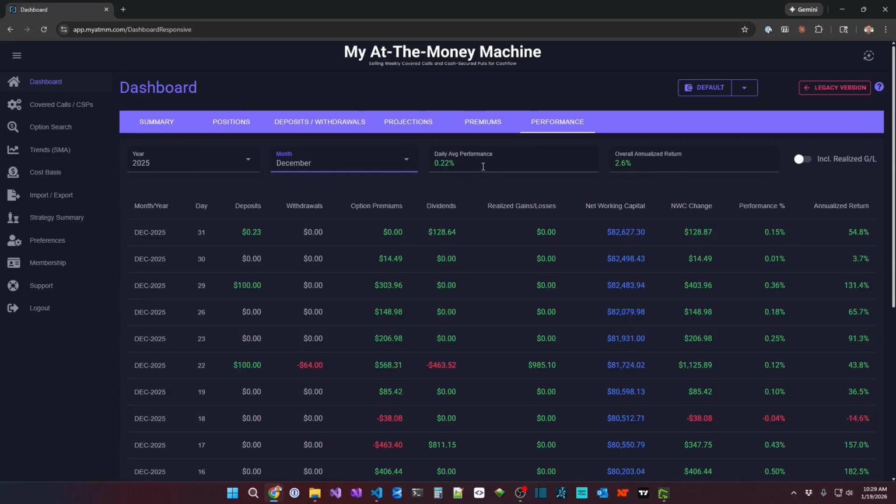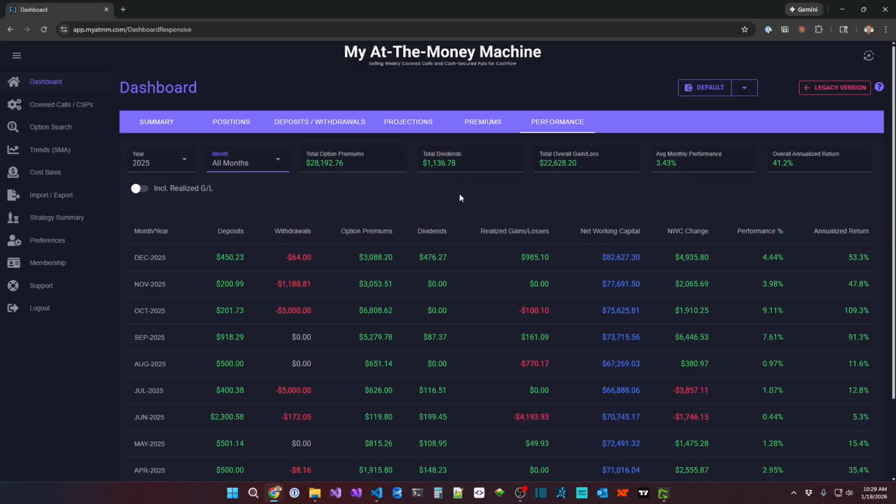Yeah, see how it just shows the daily average performance, because obviously for the monthly, you wouldn't have a daily there, you just have the monthly average performance. So this is the daily, and this is the annualized overall based off of that daily. All right, so coming back to all months. Yeah, so there you go. That's the dashboard performance tab.